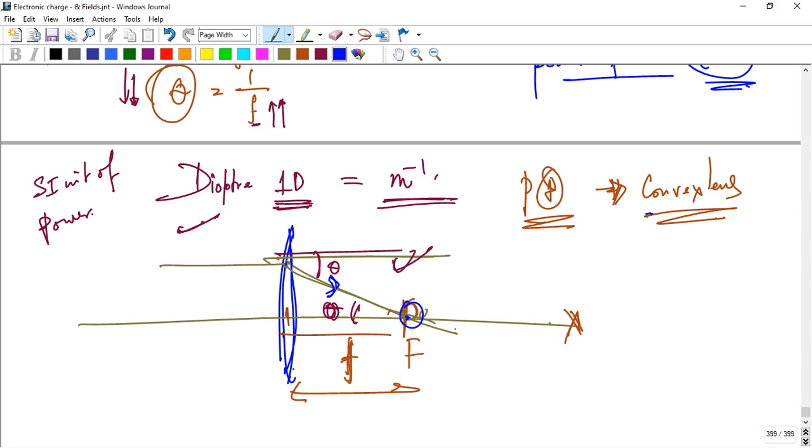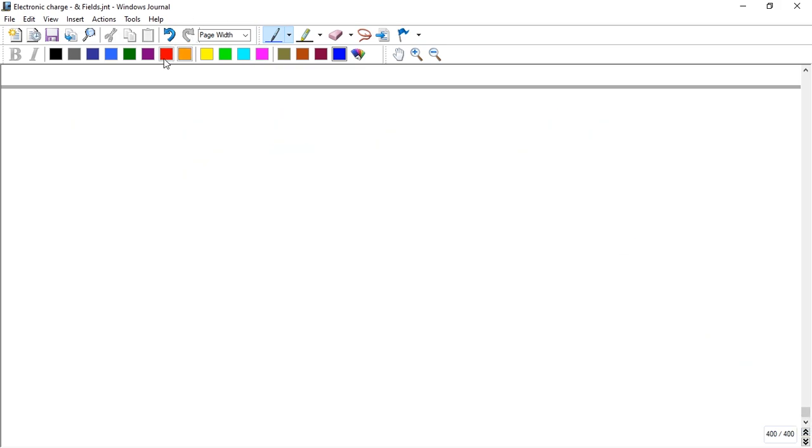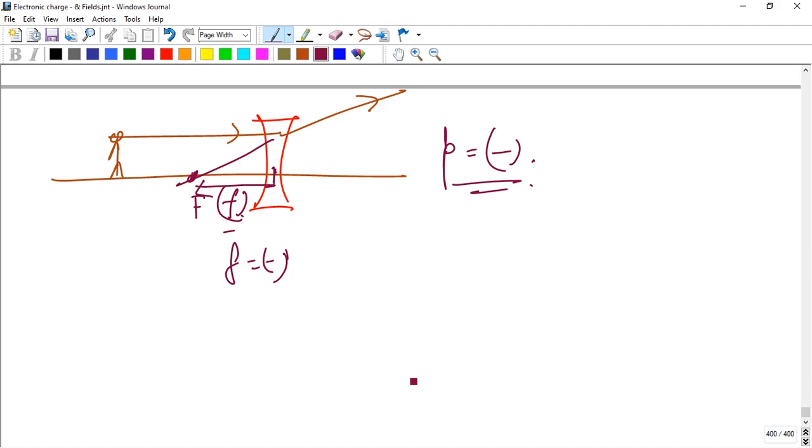Okay, so that's why these are called converging lenses. A converging lens, or convex lens, has positive power. And if you consider a concave lens, the rays from the object diverge after striking it. So the focus is on the left side, in front of the lens, and that focal length will be negative, and the power is negative too. If the power is minus, it means a concave lens, which is another name for a diverging lens.